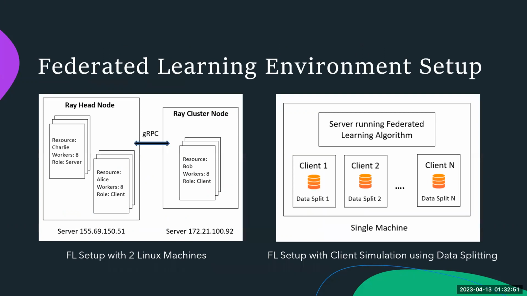Next, we use two different kinds of federated learning setups. The first setup uses two Linux machines as shown on the left and uses the distributed computing framework Ray under the hood. One Linux machine acts as the Ray head node and has two resources, one resource for the server and another acting as the client. Another Linux machine belongs to the first node's cluster and has a resource called Bob acting as a client.